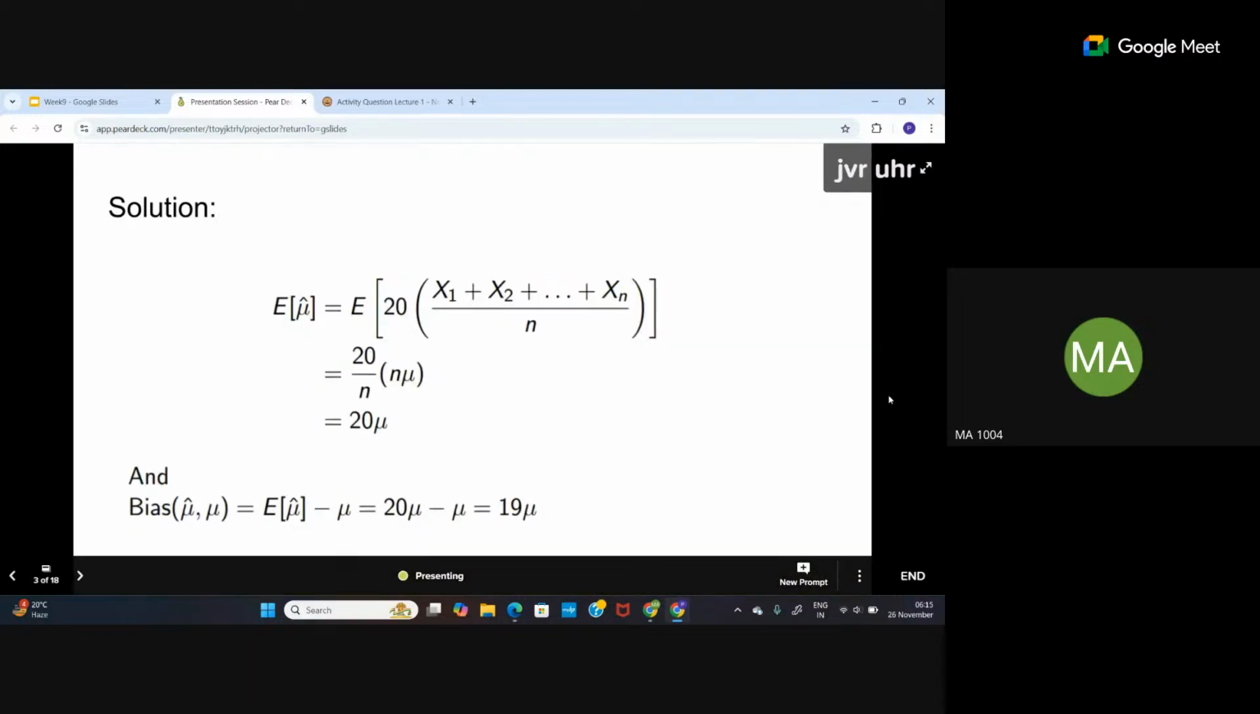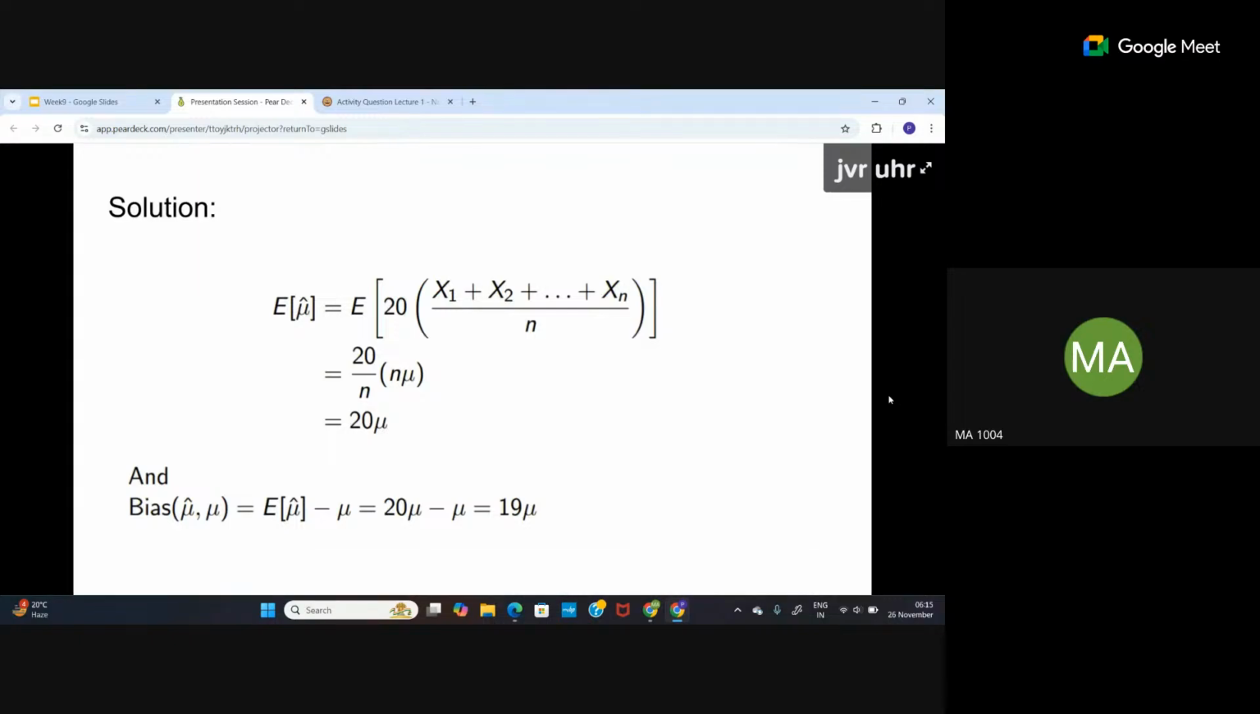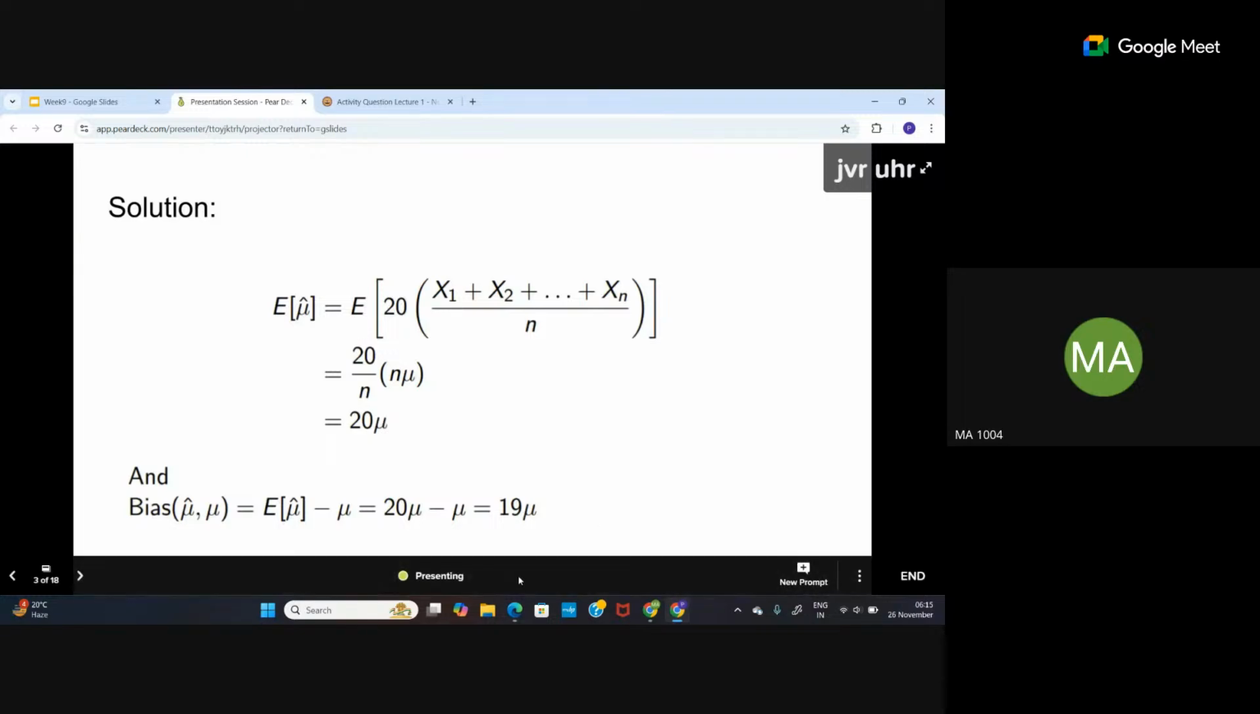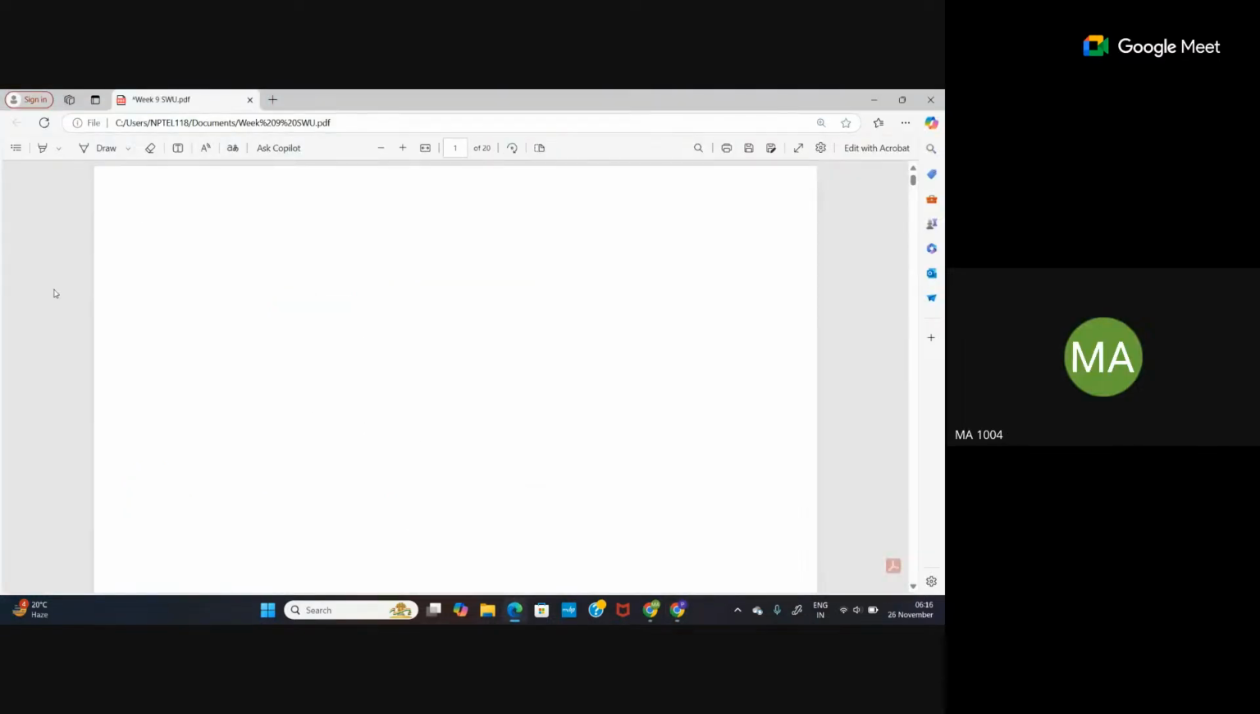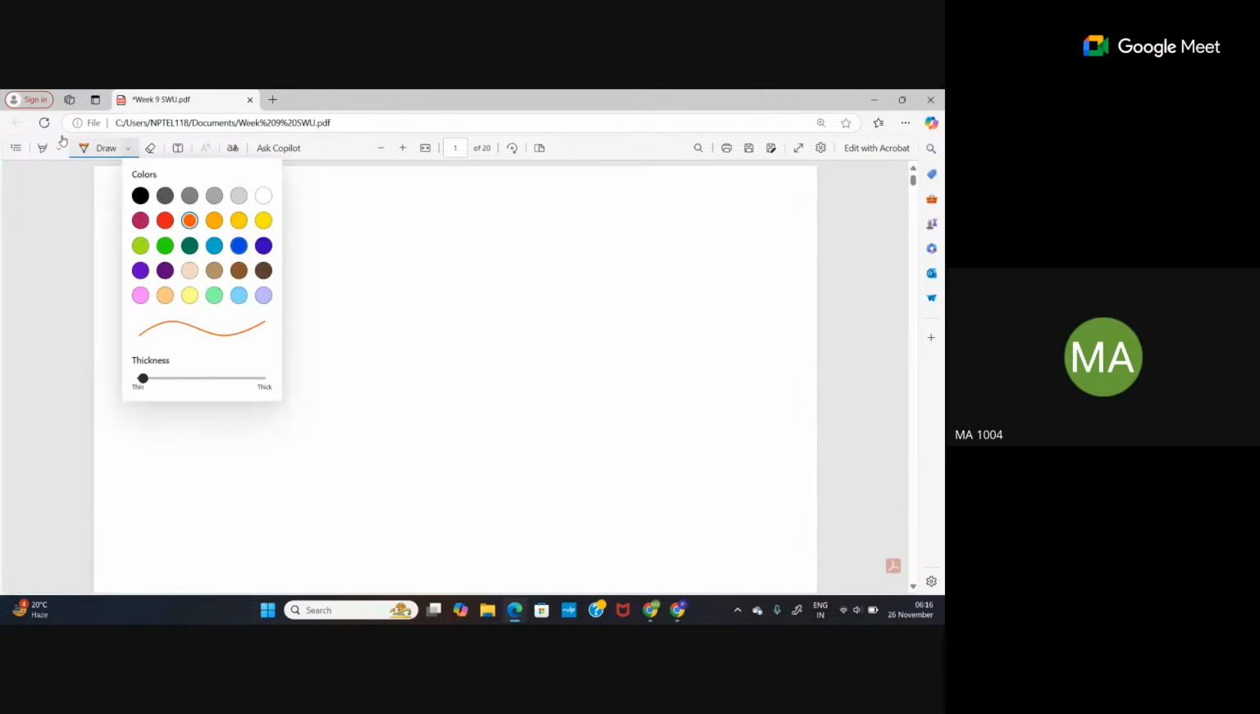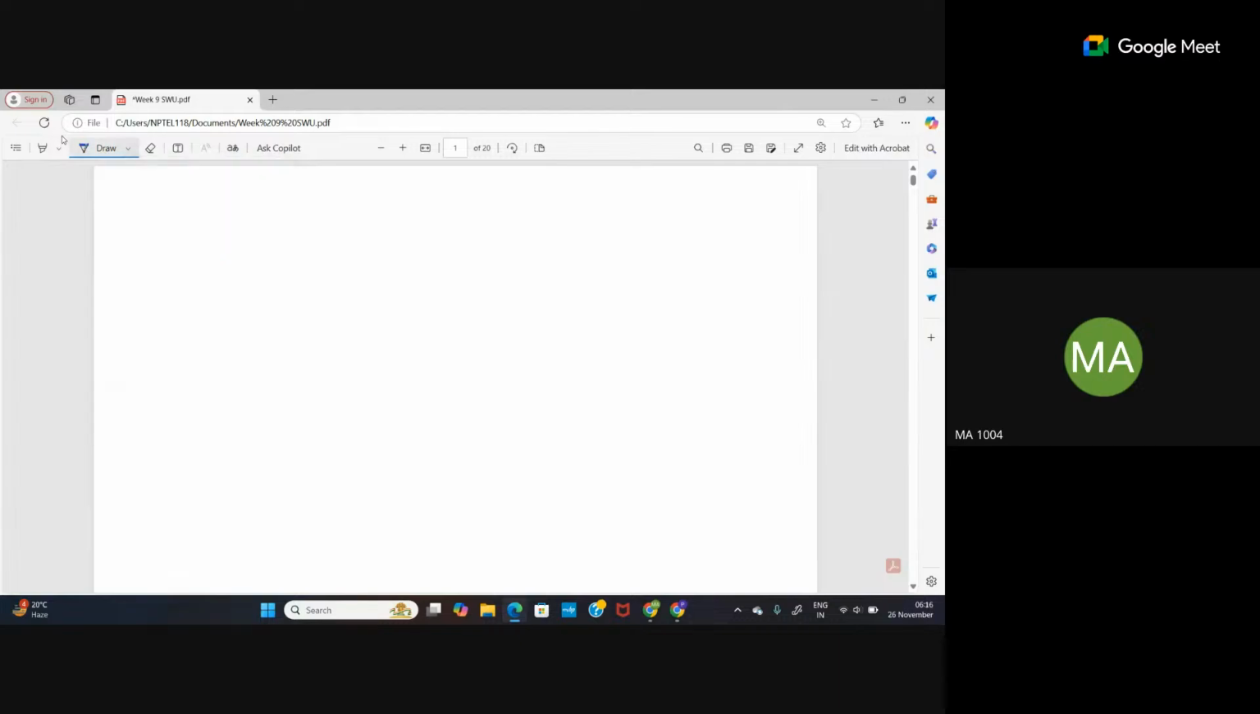So first of all, we'll find out the bias. And how will you find the bias? Bias is nothing but the expectation of error, right? Okay, let me solve this question. So bias of mu cap will be equal to the expectation of error. And error is mu cap minus mu, right? You can call it mu cap or mu hat also. So we have to find the expectation of mu hat minus mu.